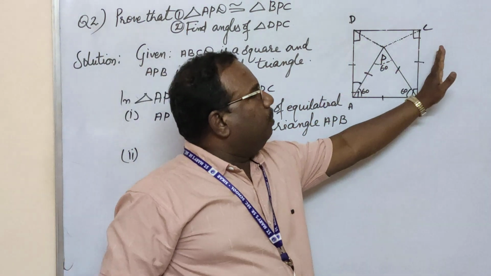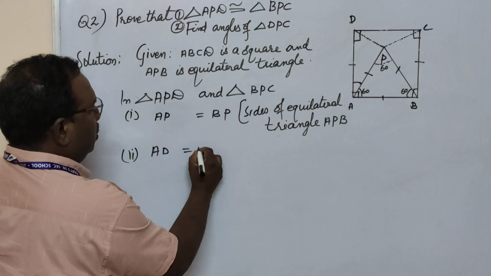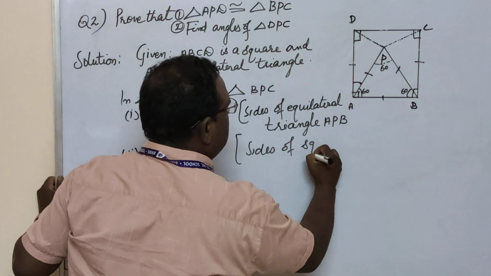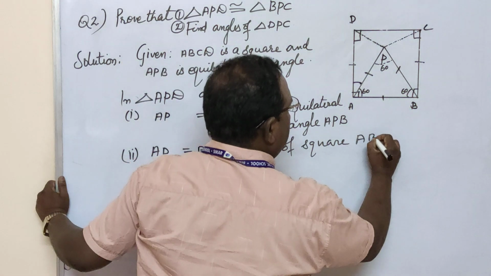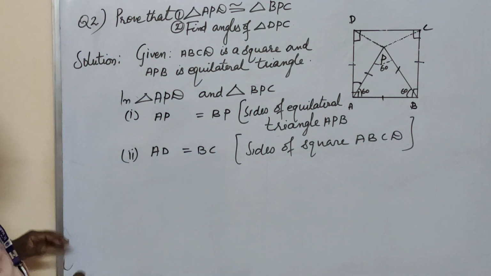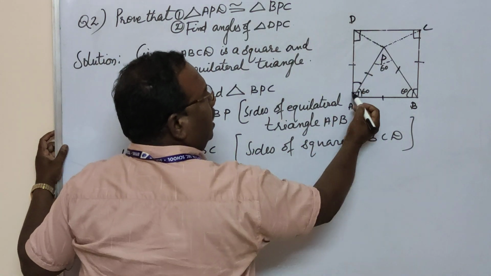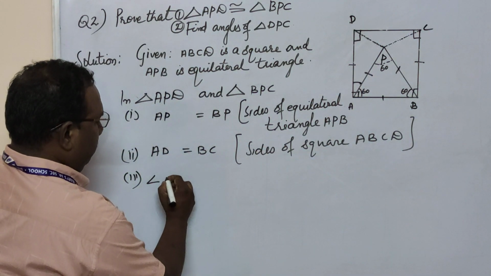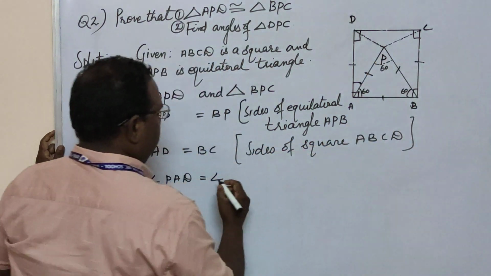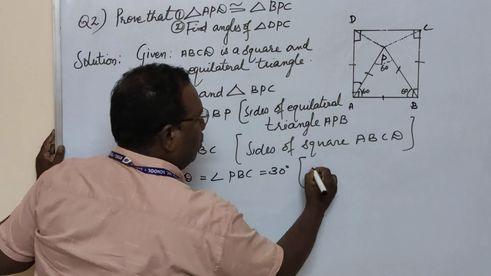Now point number 2. AD is equal to BC. Sides of square ABCD. Now third point. This angle PAD is equal to angle PBC, each equal to 30 degree, proved above.